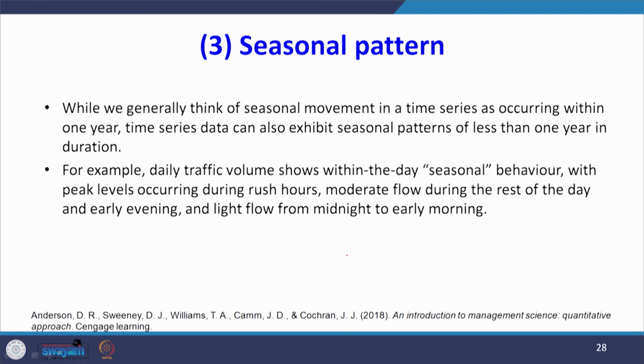While we generally think of seasonal movement in a time series as occurring within 1 year, time series data can also exhibit seasonal pattern less than 1 year in duration. For example, daily traffic volume shows within the day seasonal behavior with the peak levels occurring during rush hours, moderate flow during the rest of the day and early evening, and light flow from midnight to early morning. So, within the day also there may be a seasonal variation.